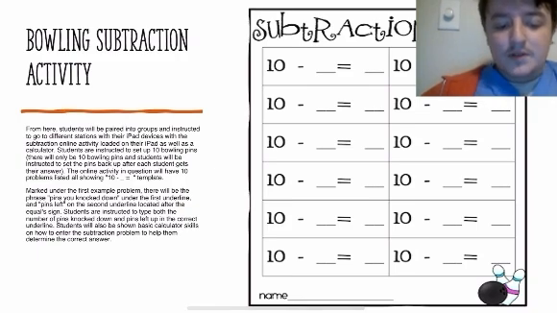Marked under the first example problem, there will be the phrase pins knocked down under the first underline and pins left on the second underline. Located after the equal sign, students are instructed to type both the number of pins knocked down and pins left in the correct underline. Students will also be shown basic calculator skills on how to enter the subtraction problem to help them determine the correct answer.